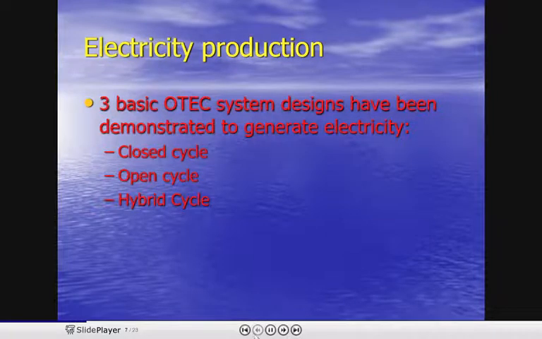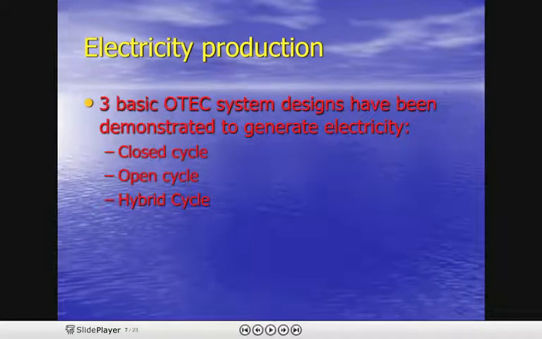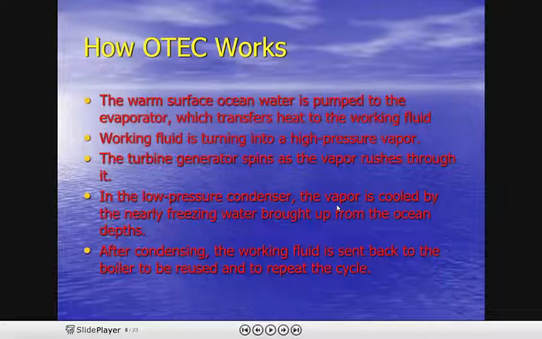How does OTEC work? The working principle of OTEC is that the warm surface ocean water is pumped to the evaporator, which transfers heat to the working fluid. The working fluid turns into a high pressure vapor. The turbine spins as the vapor rushes through it. In the low pressure condenser, the vapor is cooled by the nearly freezing water brought up from the ocean depth, and after condensing, the working fluid is sent back to the boiler to repeat the cycle.